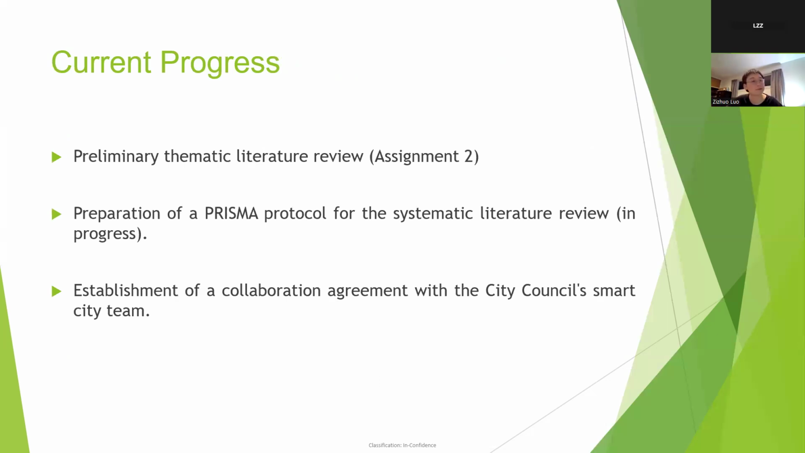Next, I will report my current research progress. First, I have preliminarily finished my thematic literature review, which is this course's assignment 2. And I have prepared a PRISMA protocol for my phase 1 systematic literature review, which is still in progress. And next, I have already established a cooperation agreement with the Christchurch City Council smart city team. And we will have a meeting next month, maybe on the 25th.